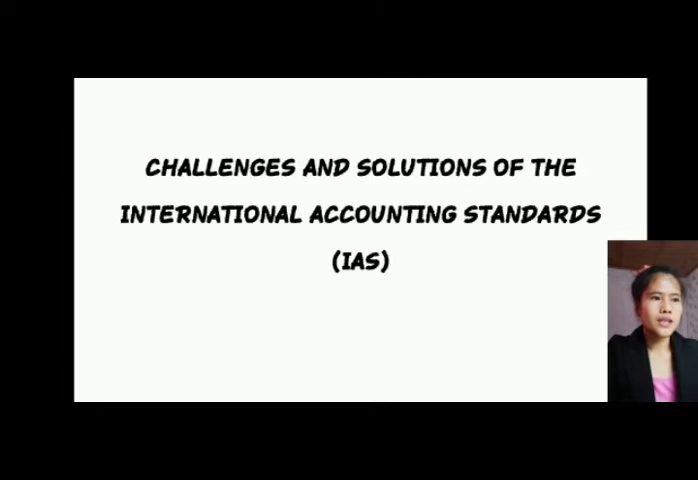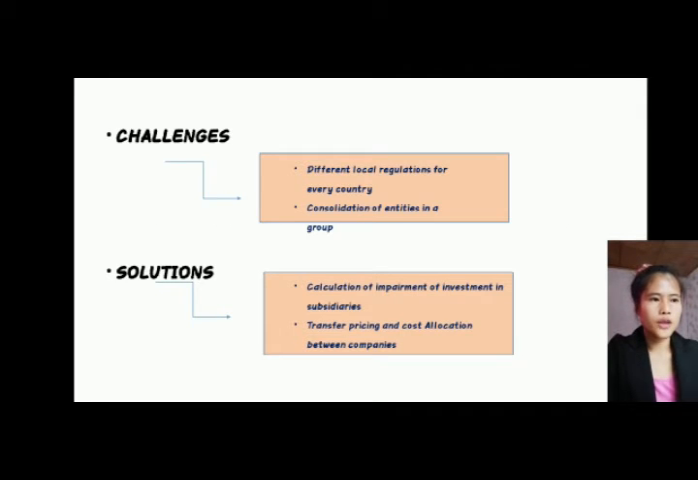The challenge of the International Accounting Standards IAS is the different local regulation for every country and also consolidation of entities in a group. And the solution to the challenge is calculation of impairment of investment in subsidiaries, and also transfer pricing and cost allocation between companies.